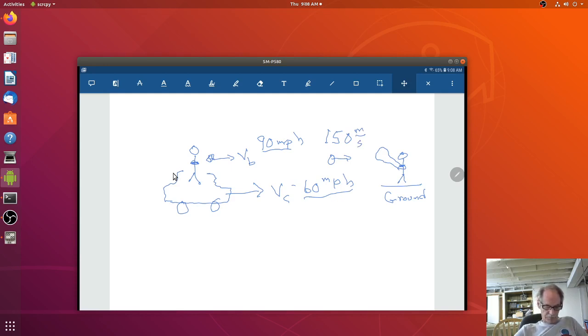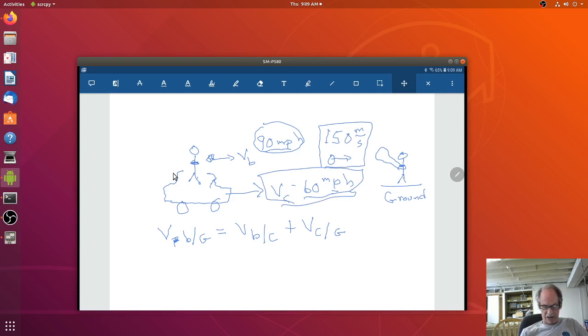So this is an example of velocity addition when you have relative velocities, and there's a pattern here. This is the velocity of the ball with respect to the ground. That's equal to the velocity of the ball with respect to the car, because this guy throws 90 miles per hour from his standing position, and his standing position is in the car, plus the velocity of the car with respect to the ground. That's what this is. This is 60 miles per hour. If this guy looks at the car, it's coming at him at 60 miles an hour.